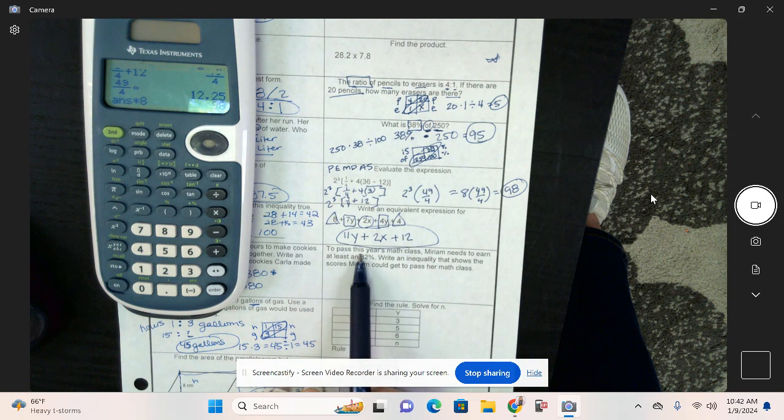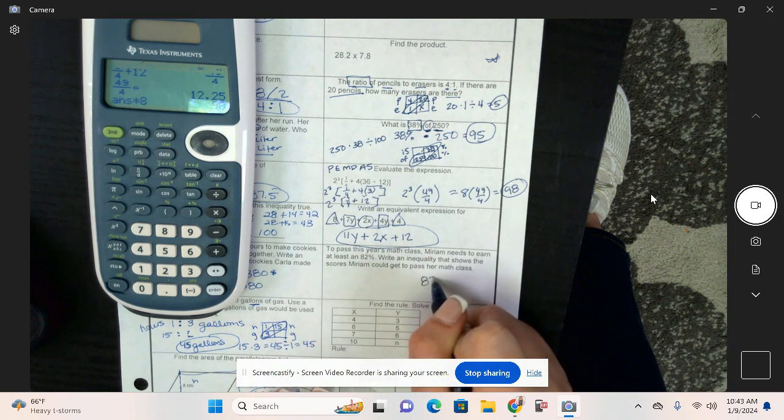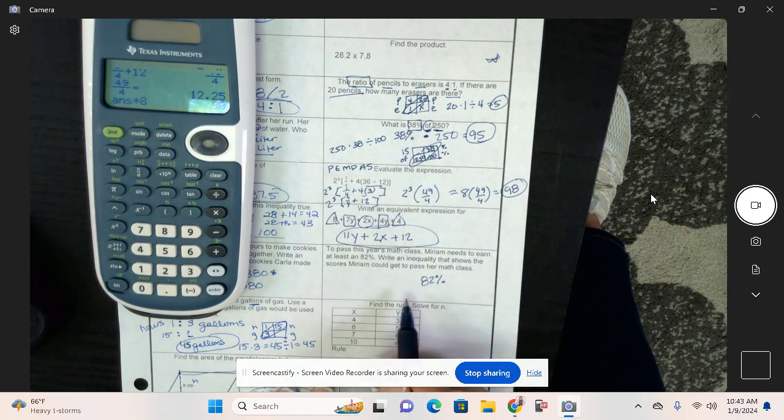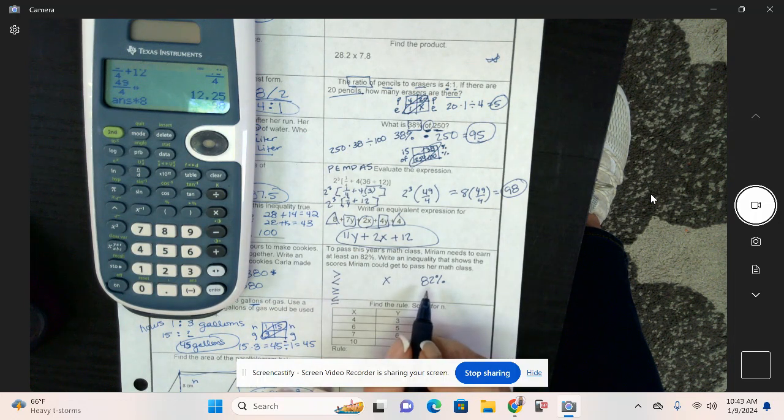The next question says, to pass this year's math class, Miriam needs to earn at least an 82%. Write an inequality that shows the scores Miriam could get to pass her math class. So inequality means writing with a greater than, less than, greater than or equal to, or less than or equal to sign. And so we know she's got to make at least an 82%. But we need to know her score, okay? We're going to let x represent her score in math class. It needs to be either greater than, less than, greater than or equal to, or less than or equal to 82.